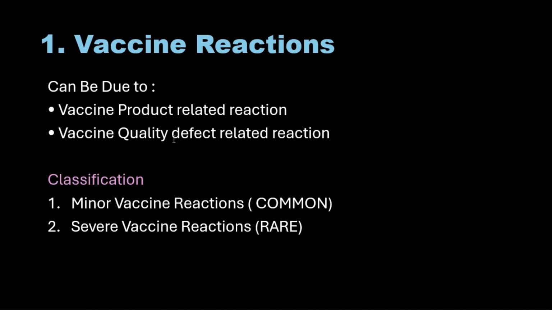We have 5 categories, and among them the 1 and 2 are the vaccine product related reaction, that is due to the property of the vaccine itself, and vaccine quality defect reaction. What is this? This is due to the defect of the manufacturer, that is the vaccine quality is not good. So here the reactions can be a minor reaction, or it can be a severe reaction. Usually we have minor reactions, and the severe reactions are very rare, but still they are there.